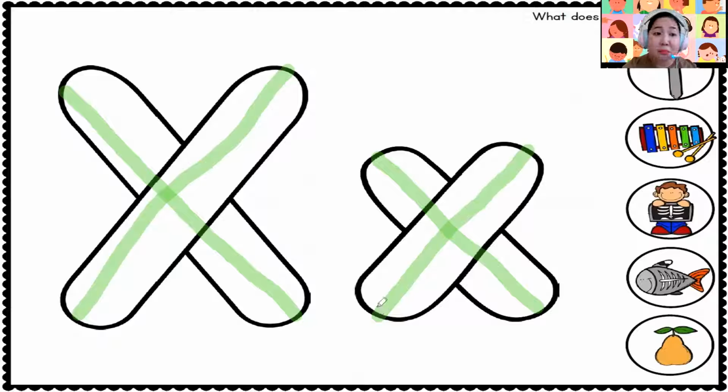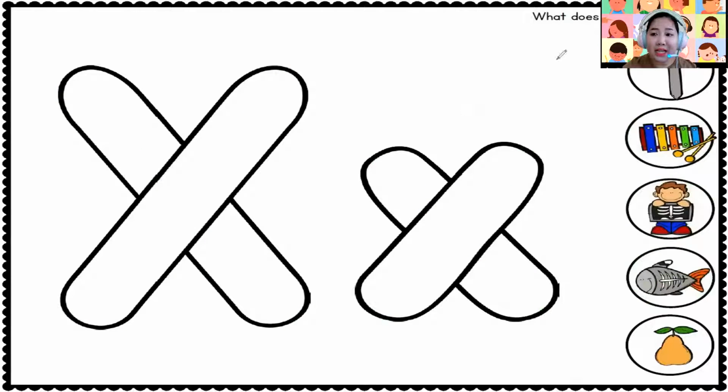And for the things that begin with the letter X that has the x, x sound in the beginning, we have our xylophone. We also have our X-ray, and the last picture is our X-ray fish. Nail does not begin with the letter X, it begins with the letter N. And this is a pear. Pear begins with the letter P. We only color our xylophone, our X-ray, and our X-ray fish. And because we are done with our Play-Doh mat, let's proceed to the next slide.